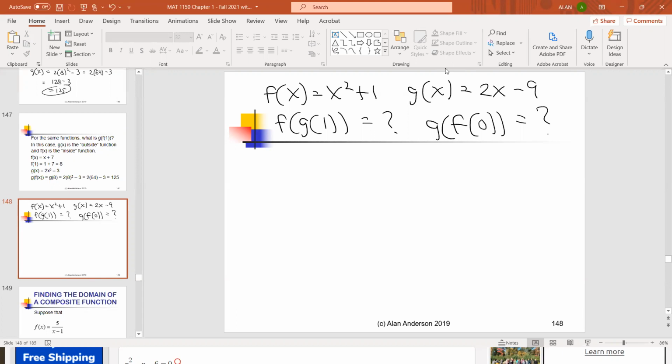Okay. So always remember, the first thing you do is evaluate this so-called interior function. Always that comes first.